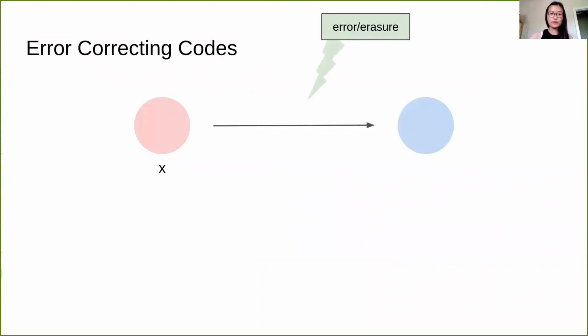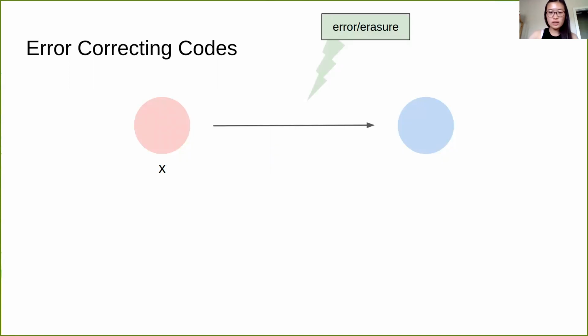So to begin, I want to review the notion of an error correcting code. Consider the following scenario where Alice, represented with this pink dot over here, has an input X which she wants to send to Bob. However, the channel over which they are communicating is noisy. So the question is, how can they do this so that Bob can learn Alice's original message X?